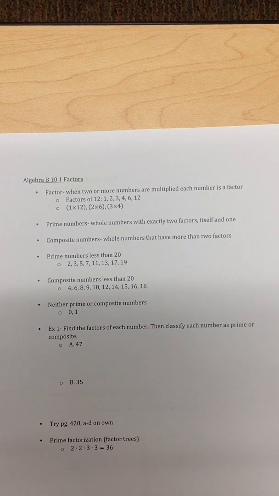So all, how many numbers are there? 6. So all 6 of those numbers would be factors of 12 because they could all be multiplied by something, a whole number, to get 12.